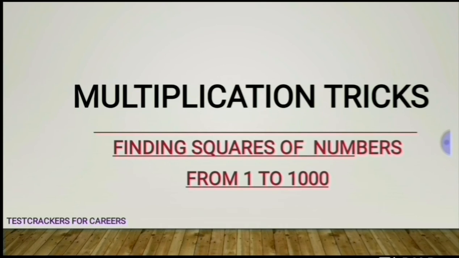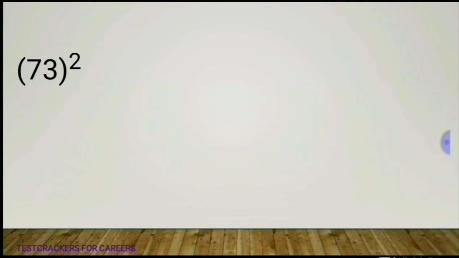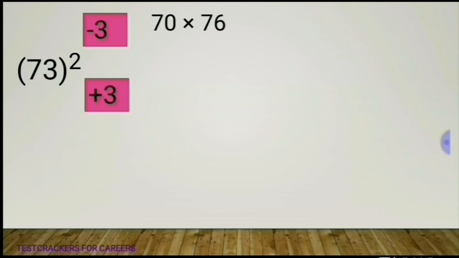Today we are going to see how we can find the squares of 2-digit and 3-digit numbers quickly and easily. Now let's find the square of 73. For this we have to find the nearest tens number to 73. The nearest tens number to 73 is 70, and the difference between 73 and 70 is 3. We are going to add and subtract 3 from 73 and we get 70 by 76.